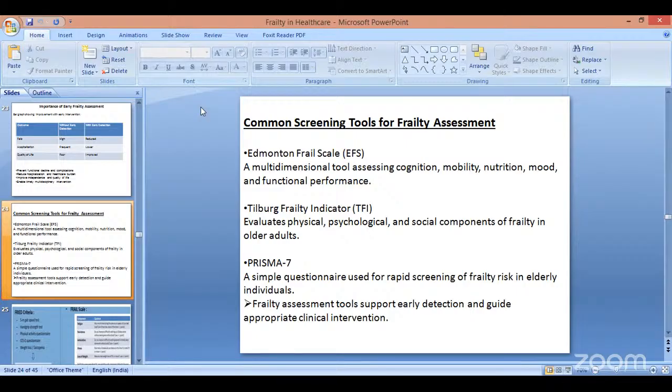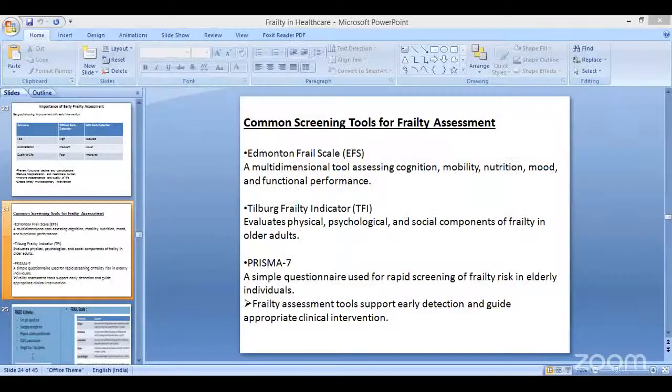So common screening tools. Now we talk about frailty a lot. What are the screening tools for frailty assessment? There are three scales actually. One is the Edmonton Frail Scale, a multi-dimensional tool assessing cognition, mobility, nutrition, mood, and functional performance. The second tool is the Tilburg Frailty Indicator. It evaluates the physical, psychological, and social components of frailty in the older adult. The third one is the PRISMA-7.